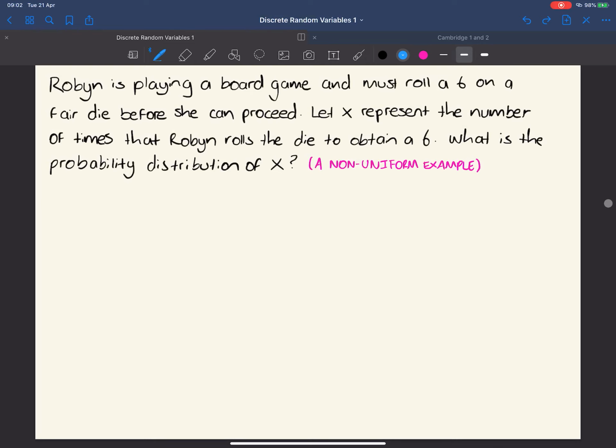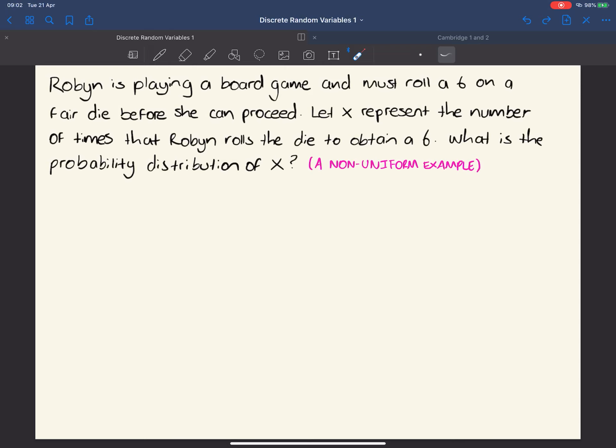All right, year 12s, let's have another look at an example of determining probability distribution. In this example, we've got a non-uniform example. This is non-uniform. This tells us that the probability of each event is not the same. We have a changing or varying amount of probability for each particular variable. So let's have a look at the example here.